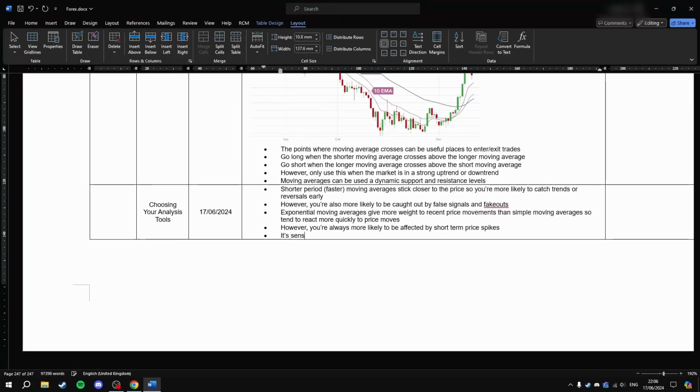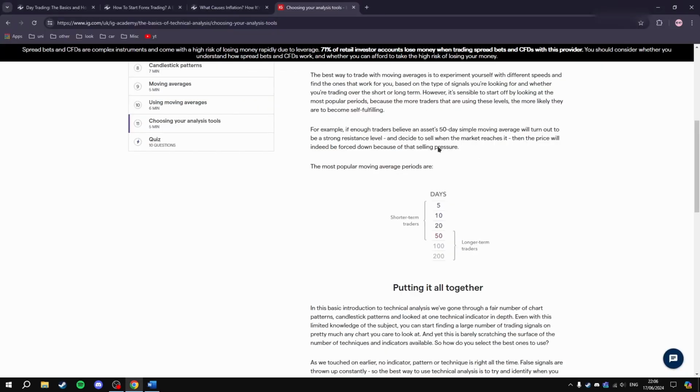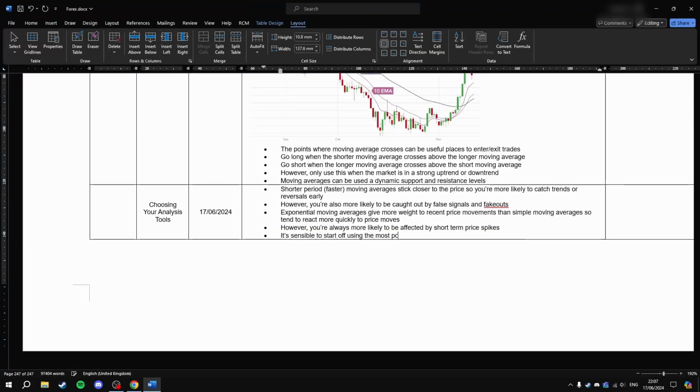It's sensible to start off using the most popular moving average periods, as lots of traders use them as well.